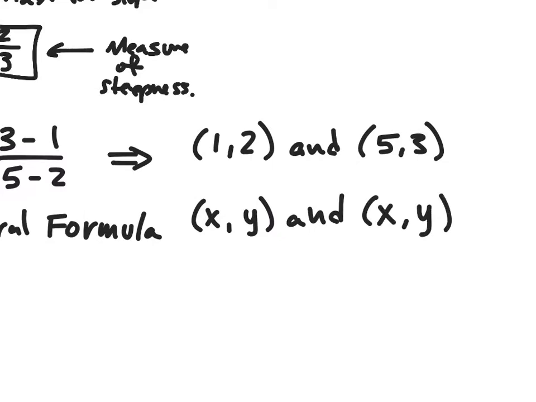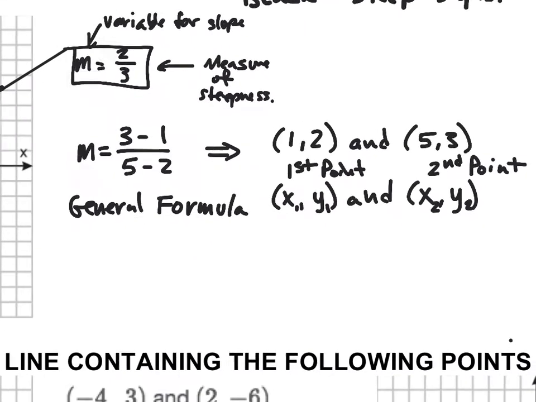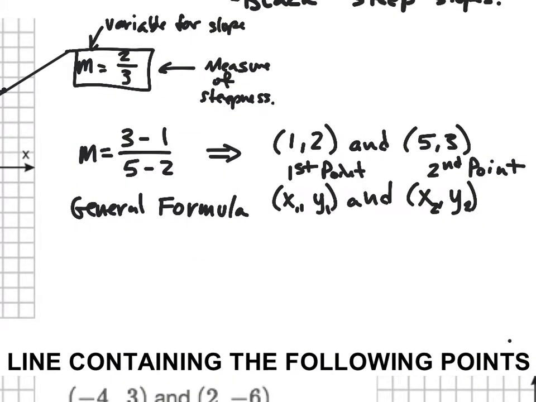Now I need to name these points. This is my first point, okay? First point, and this is my second point. All right, so with my first point, I'm going to call this x sub 1 and y sub 1. And for my second point, I'm going to call this x sub 2 and y sub 2. All right, so my general formula that I would come up with, and this is wrong, this should be the point, not 1, 2, but the point 2, 1, okay?